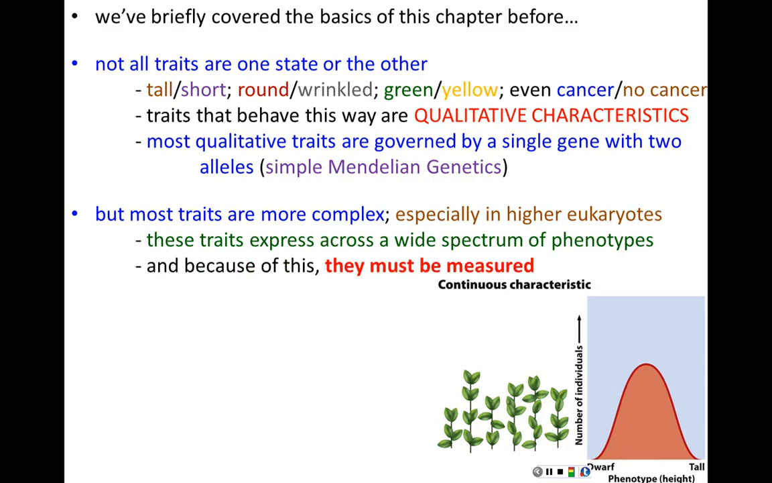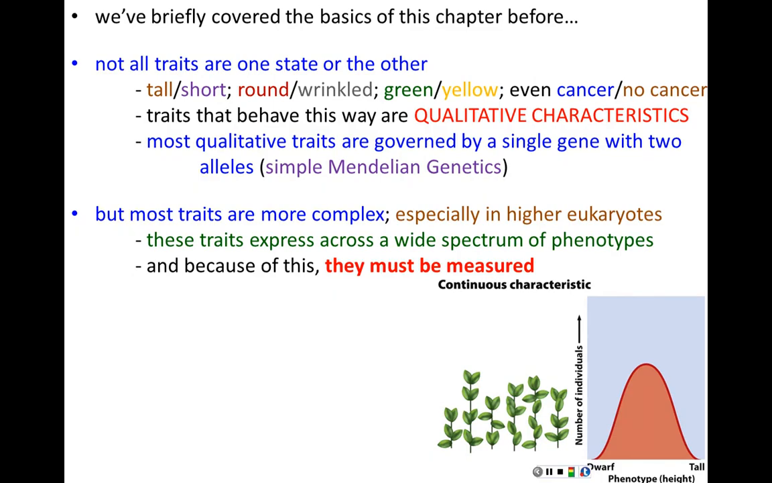Because of this, we can't just look at the plant and say it's tall or it's short, because we don't have two states, for one. And two, since we have this varying across the spectrum, we have plants of all different heights, so we can't just look at one plant and say that it's tall or short. We must measure these traits. We can't say that the plant is tall.